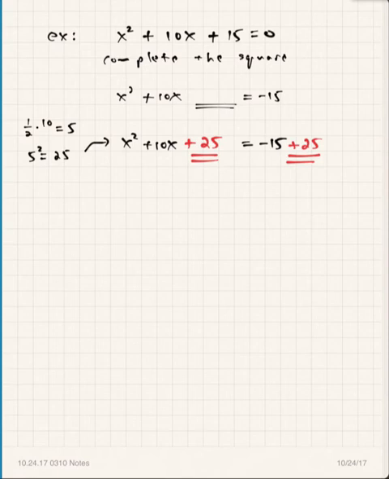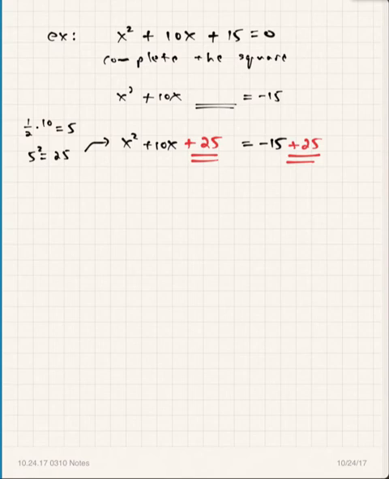And again, that's a common mistake. I'll see students frequently forget to add it to both sides of the equation, and once you've done that, you've messed up the equation. You have to have the equation balanced, and so whatever you do to one side of the equation, you have to do the same thing to the other side.